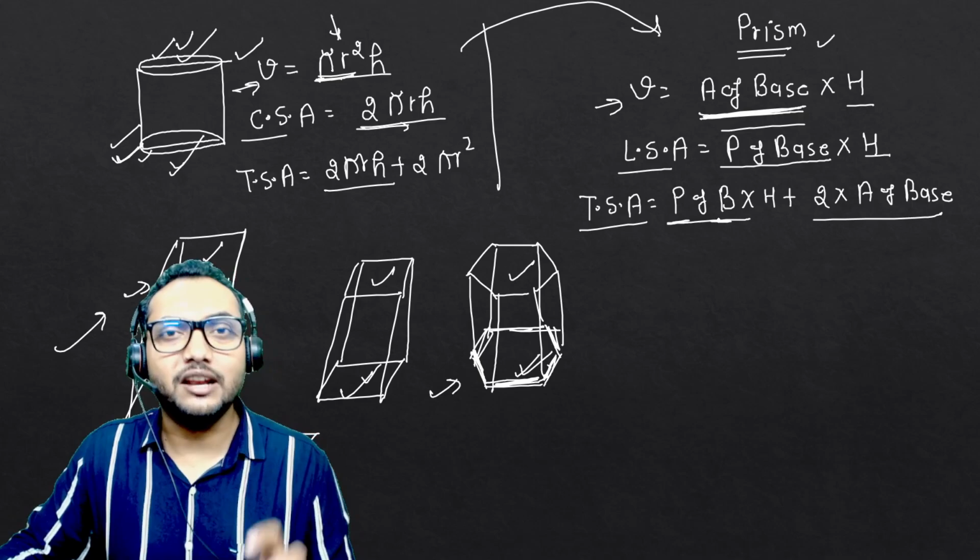Why? Because if I'm talking about a regular hexagon, when we draw this, just a minute, let me take another pen. Let us suppose this is a regular hexagon, right? So if we join these like this, not this one.